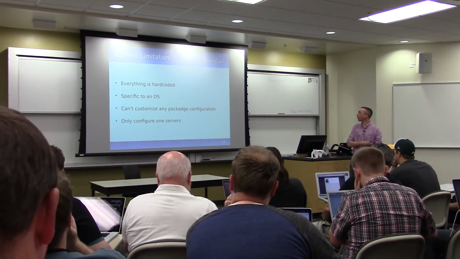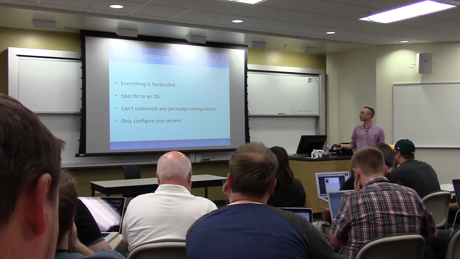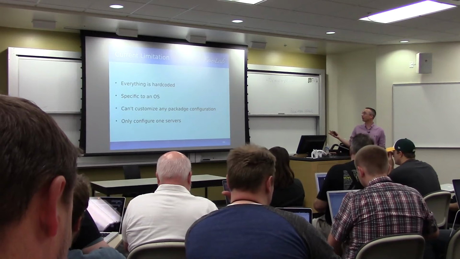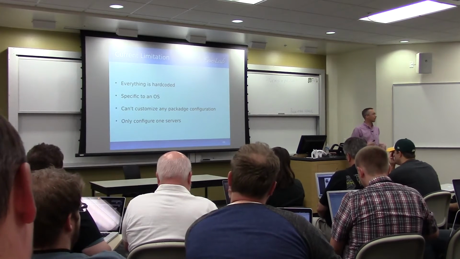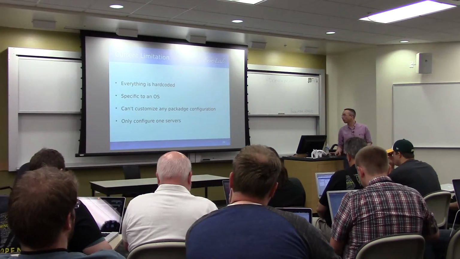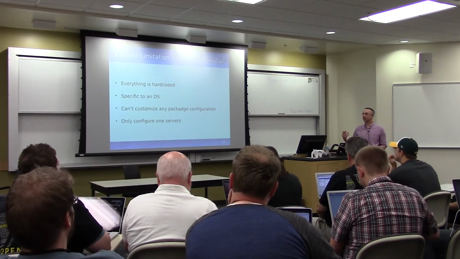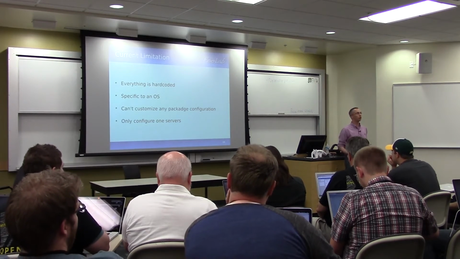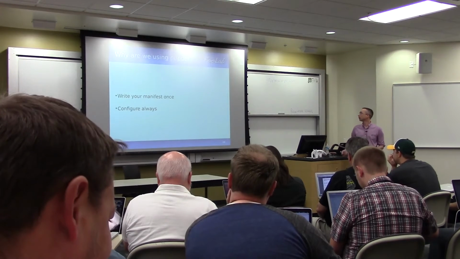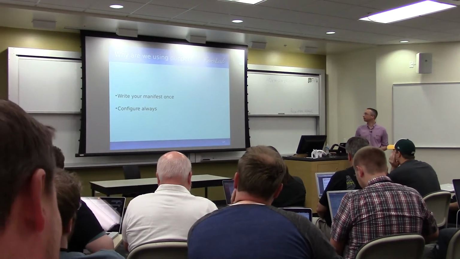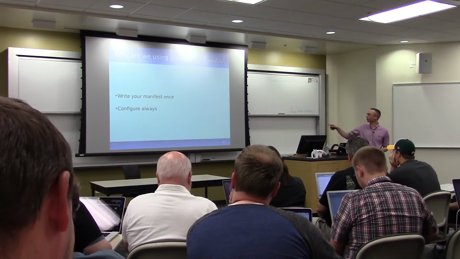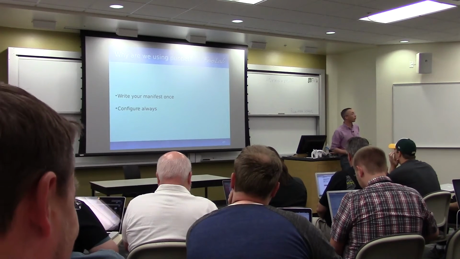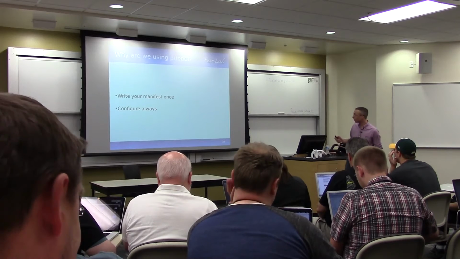Also, the current approach that I've shown is specific to an OS. We have names of packages and services hard-coded everywhere. It's specific to one virtual machine. What if you want to have different manifests for different machines? How do we do that? Well, my approach is write manifests once, reuse them, configure them once, configure them always.